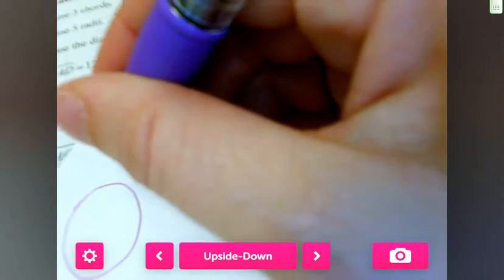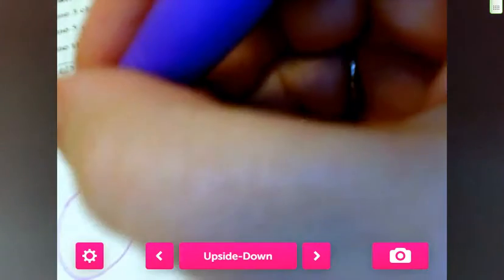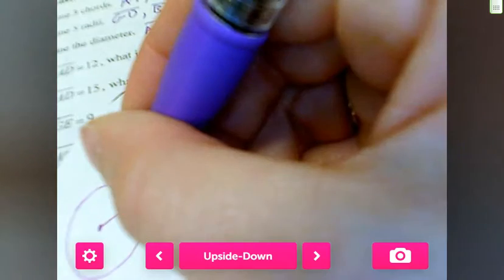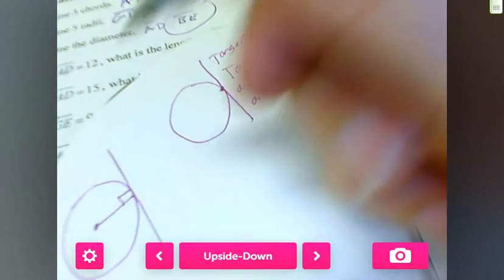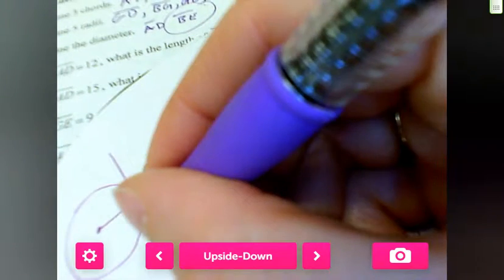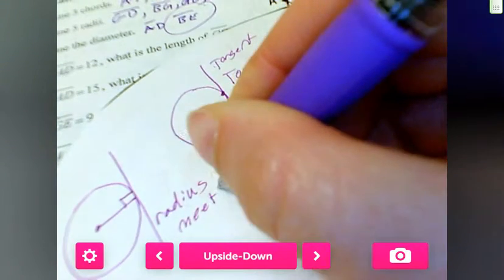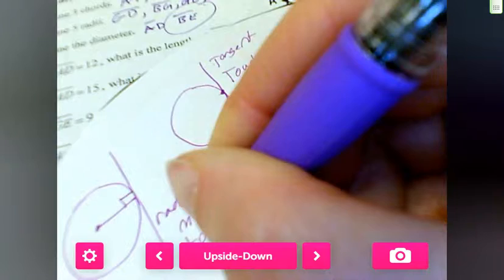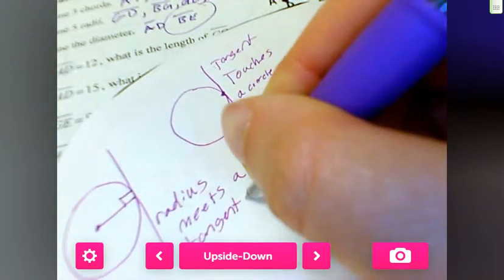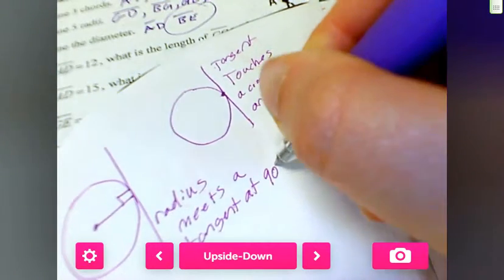We've got a circle. We've got a tangent. Also, the tangent and the radius meet at 90 degrees. So a radius meets a tangent at 90 degrees.